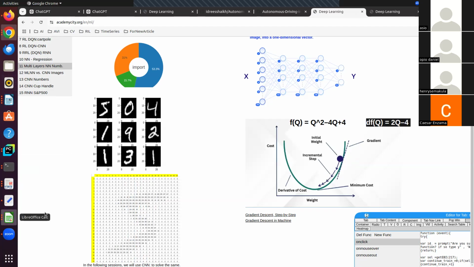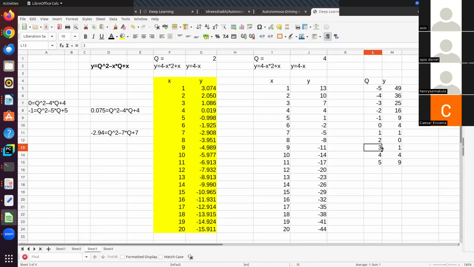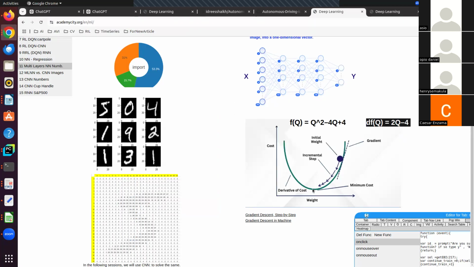If I am at 3 now, the slope is probably still positive. Let's go to 2. In 2, what happened to the derivative? 2 times 2 is 4, minus 4. Oh, it's 0.